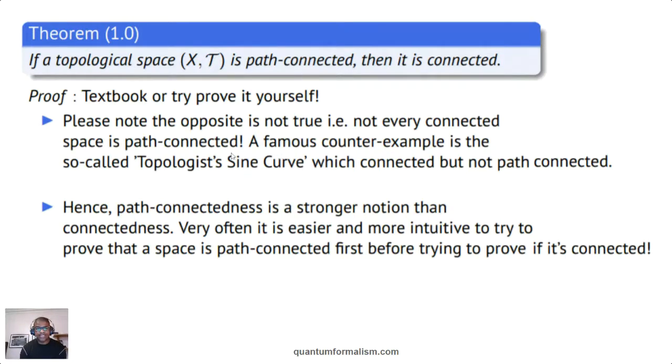Now, it's very important to know that the opposite is not true. A connected space doesn't necessarily need to be path connected. A good example of this is the so-called topologist's sine curve, which is connected, but it's not path connected. You will probably have this in your study book. If not, you can just Google. But for your notes, it's very important to know that connectedness does not imply path connectedness.